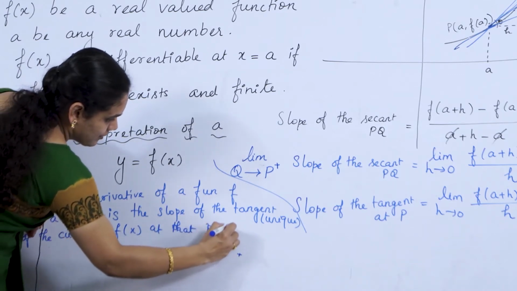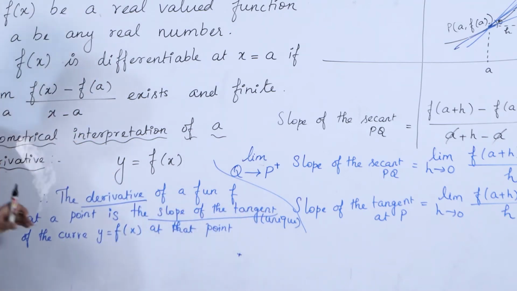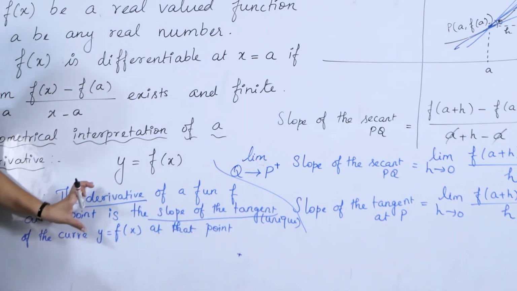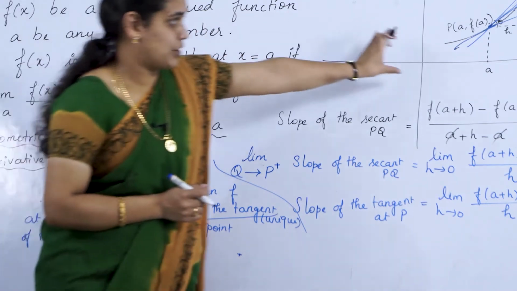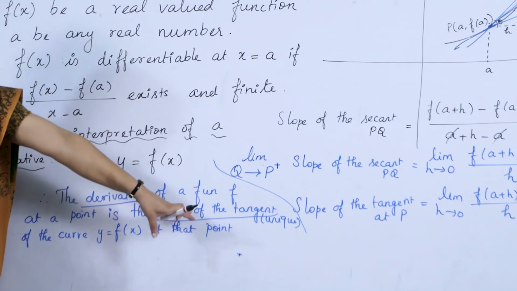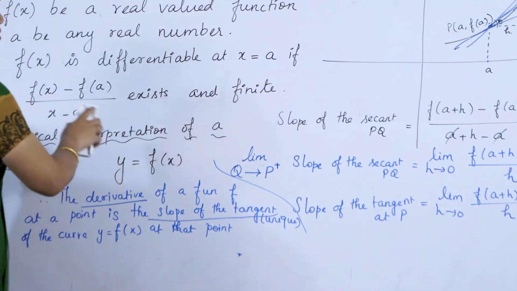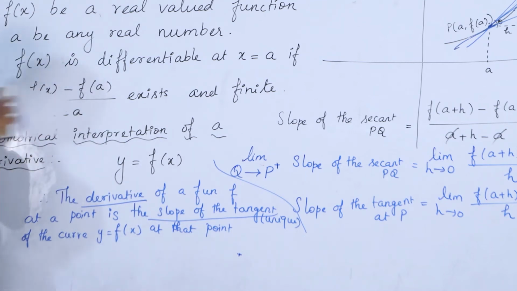Right? The derivative is nothing but the slope of the tangent. This point we need for the application of derivatives. Please remember this one. From the geometrical interpretation, we learned that the derivative is nothing but the slope of the tangent at the same point. Alright.